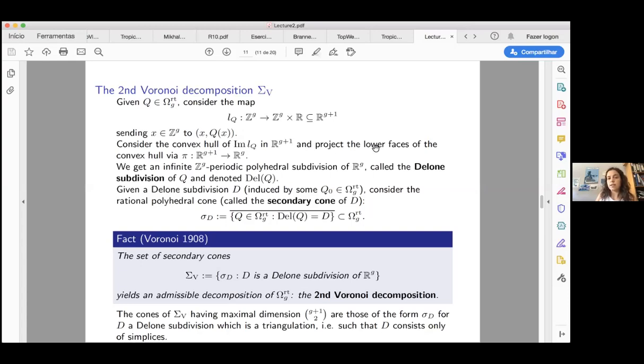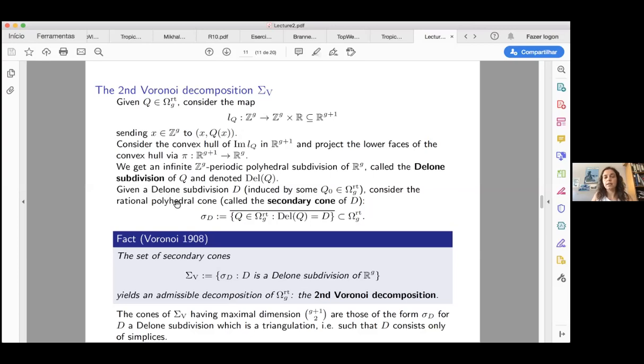This will be inside R^(g+1). If we project the lower faces of this convex hull back to R^g, then this will give an infinite Z^g-periodic polyhedral subdivision of R^g, which is called the Delone subdivision associated to the quadratic form Q, and that we denote with Del(Q). So the Delone subdivision of R^g associated to the quadratic form Q.